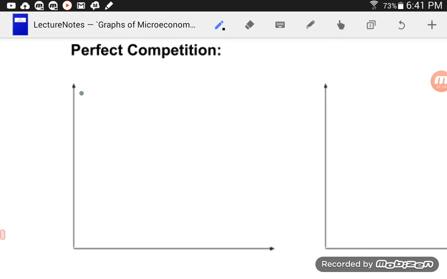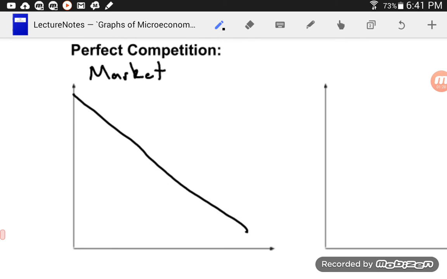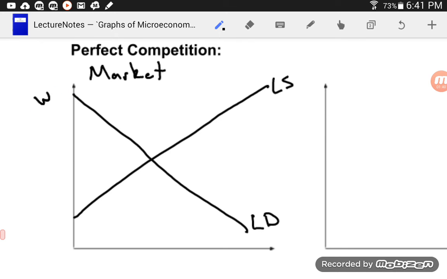And so let's start by drawing what the market demand and supply for labor will look like. I know this is a shock to you. It looks like that. I'm going to call that labor demanded and labor supplied. And now our price this time is wages. So at higher wages, more people are willing to work. At lower wages, fewer people are willing to work.